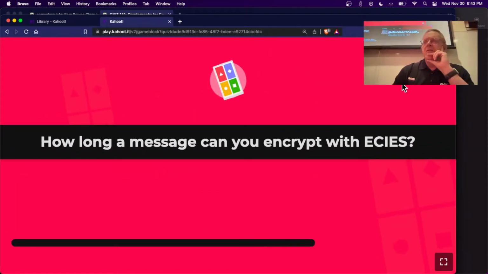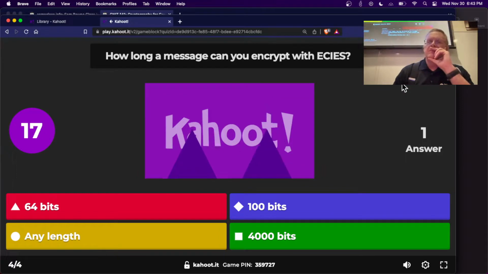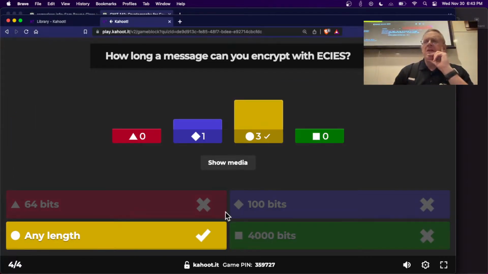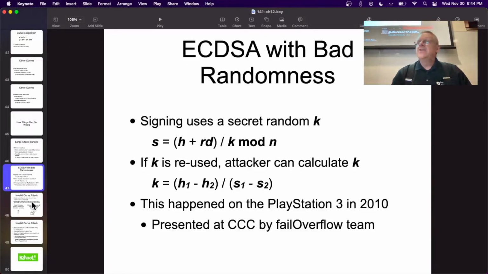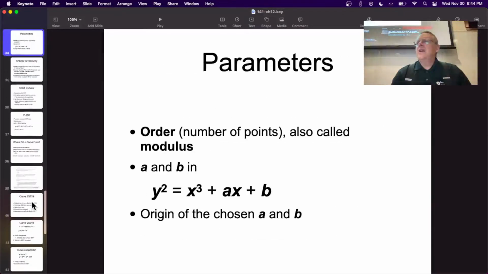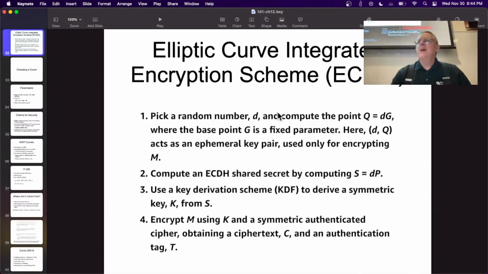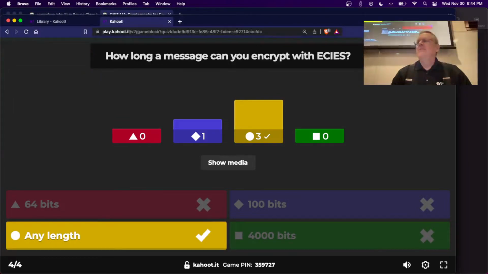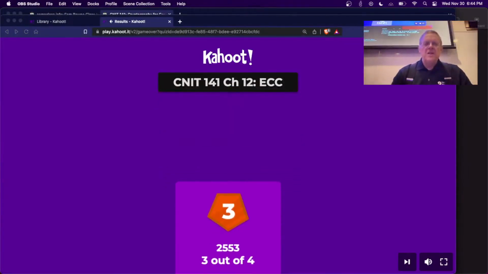How long a message can you encrypt with elliptic curve? Nope, not any length. Wait, ECIES, I think that's the complete system. EC alone can only do 100 bits, but I think ECIES is the combined system that effectively uses AES. Yep, this is the integrated encryption scheme, which again agrees on a secret and then makes a symmetric key and then uses AES, so again, it can do any length. Okay, good. All right, so we record the winners.